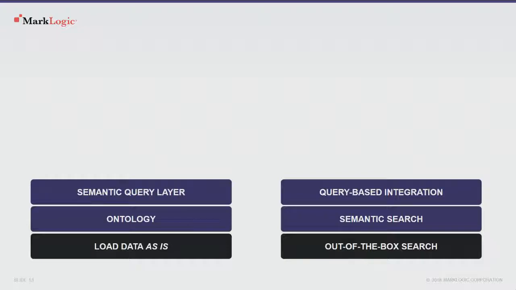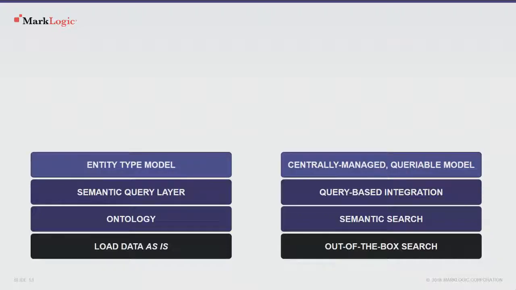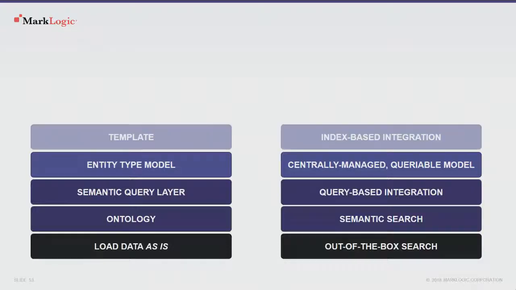Then we introduced the notion of a semantic query layer, another graph that lets us do query-based integration. It lets us use the graph to figure out where to look for the information. We added an entity type model. That's a centrally managed queryable model. That let us generate a template for index-based integration. If you remember breaking into the indexer and putting things in the index that aren't explicitly there in the document.